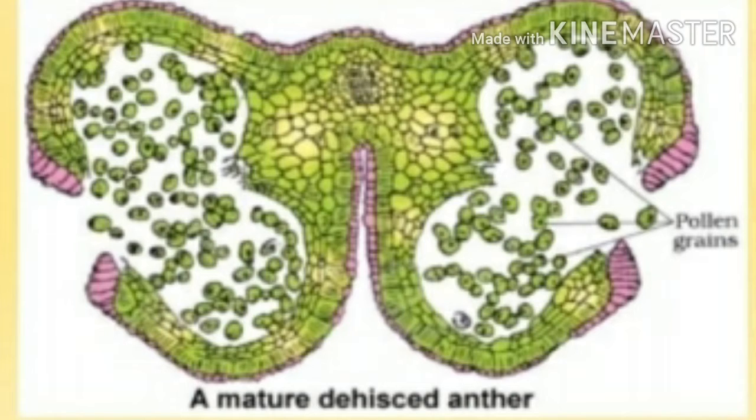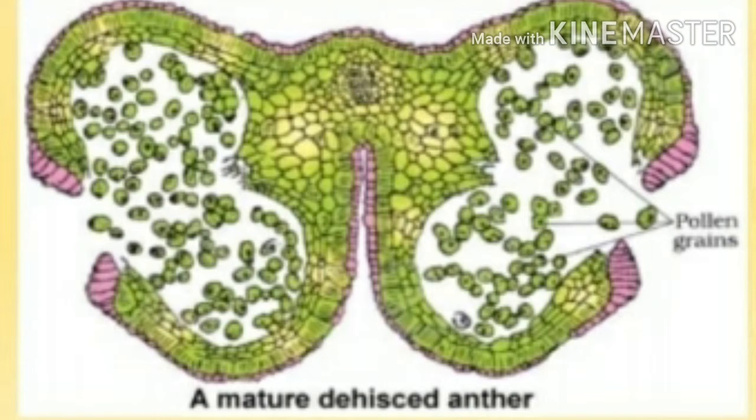Okay, and each microsporangium contains thousands of pollen grains, because you know from one pollen mother cell 4 microspores are produced. So there are many pollen mother cells, so thousands of pollen grains will be produced, and these pollen grains are released with the dehiscence of the anther. Dehiscence means the breaking of the anther along the line of dehiscence. Okay, that is how the pollen grains are getting formed.